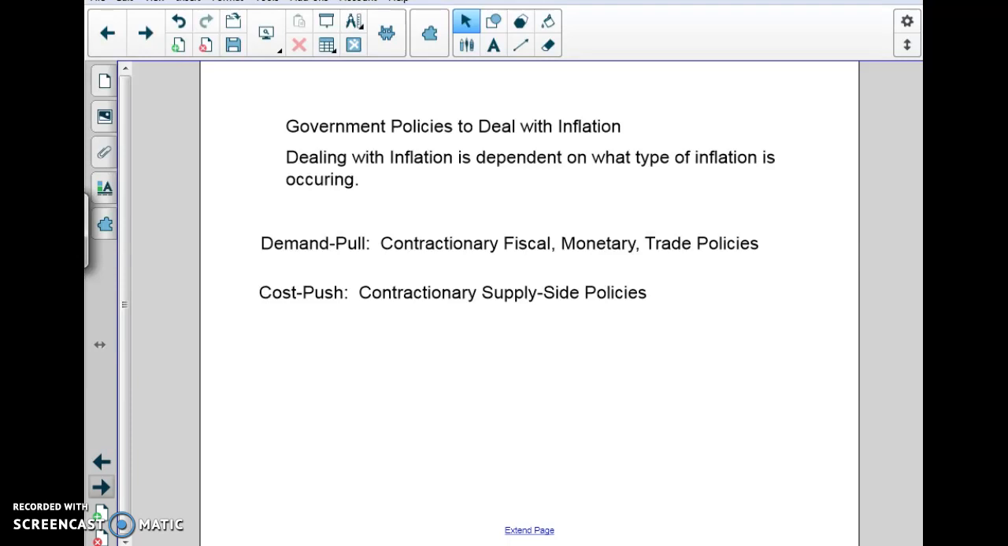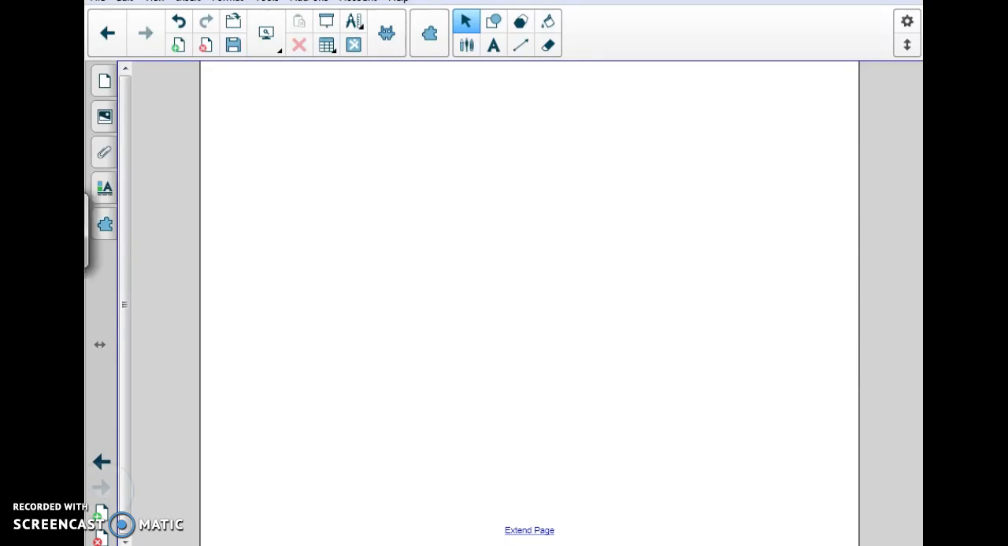The government policies to deal with inflation, you guys can read this on your own. We've done these before. We know that when it's demand pull, you got to use demand side policies, fiscal and monetary. Cost push, you're going to see more of the supply side policies.